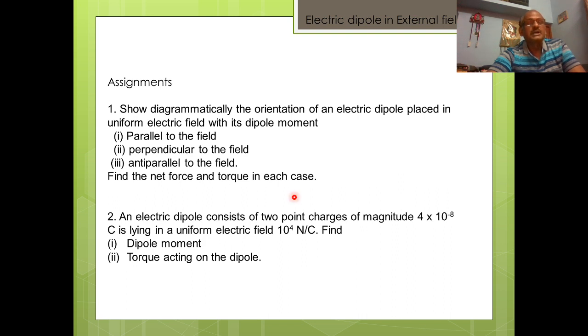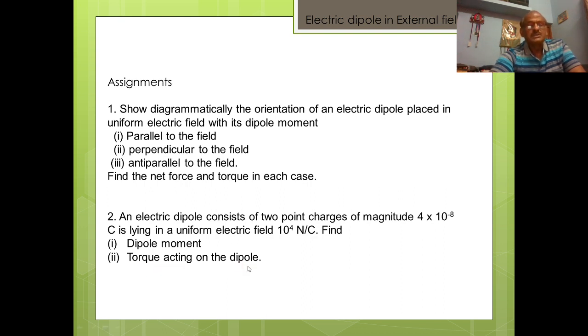Now, a very simple question is given. First, show diagrammatically the orientation of an electric dipole placed in a uniform field with its dipole moment parallel to the field, perpendicular to the field, anti-parallel to the field. Find the net force and torque in each case. And second question, an electric dipole consists of 2 point charges of magnitude 4 into 10 to the power minus 8 coulomb lying in a uniform electric field of 10 to the power 4 newton per coulomb. Find the dipole moment and the torque acting on the dipole.